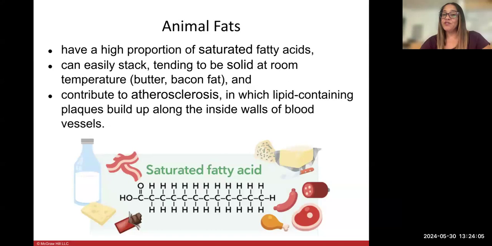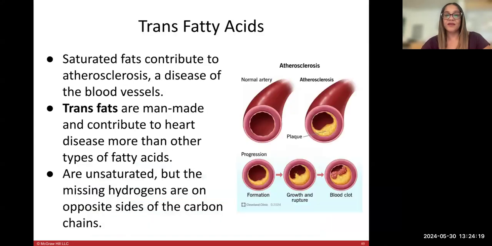Animal fats have a high proportion of saturated fatty acids. They can easily stack, so they tend to be solid at room temperature, like butter and bacon fat. They contribute to atherosclerosis, in which lipid-containing plaques build up along the inside walls of blood vessels. Saturated fats contribute, like I said, to atherosclerosis. There's a picture. It's just plaque that builds up in your blood vessels. It will block the blood flow, which means oxygen isn't flowing properly to all parts of your body.